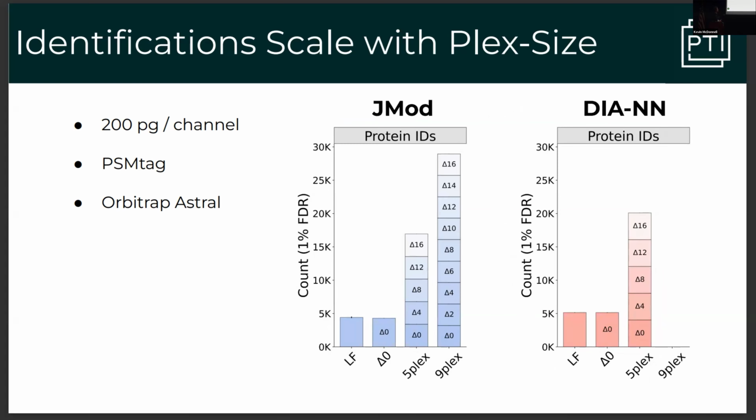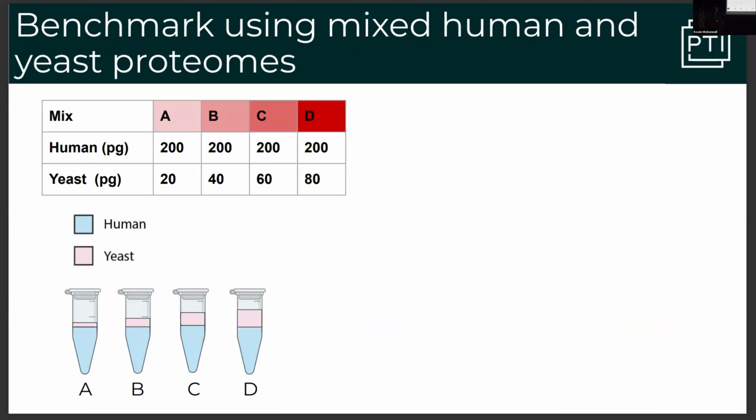And we can compare this to DIA-NN. So DIA-NN is the leading search algorithm in the plex DIA space. And you can see we're performing comparably well for the label-free, delta zero, and the 5-plex, but currently JMod is the only algorithm that can deal with these overlapping isotopic envelopes. And so it uniquely enables this 9-plex setup.